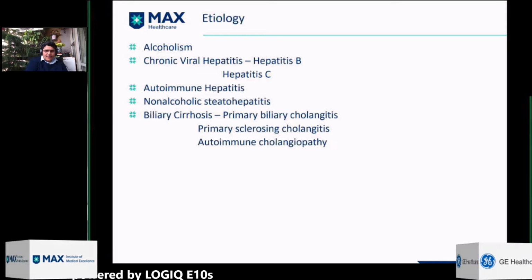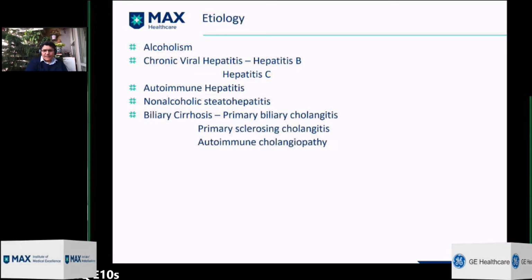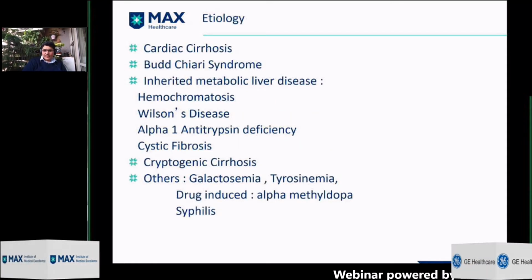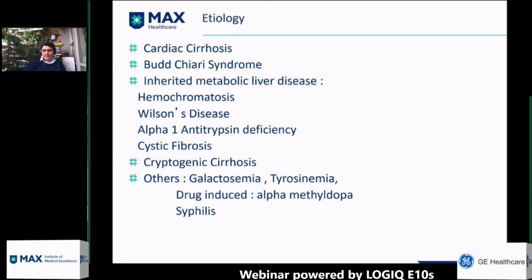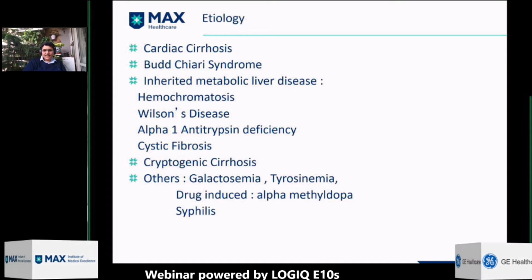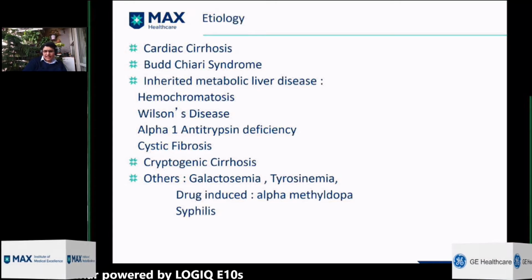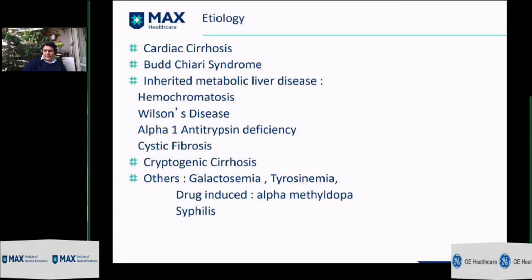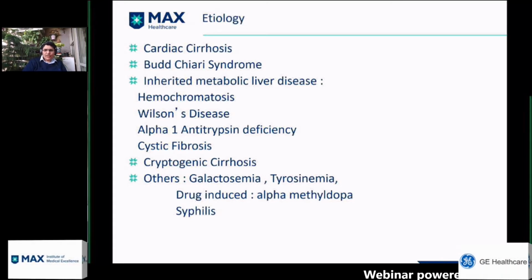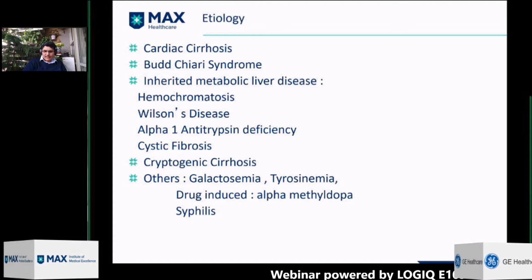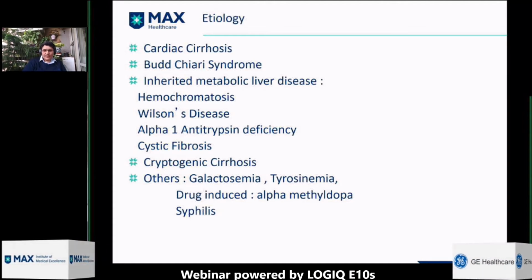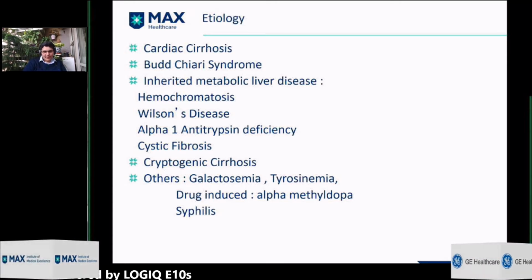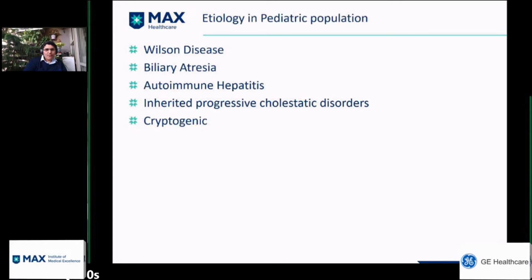Then etiologies like primary biliary cholangitis, primary sclerosing cholangitis, autoimmune cholangiopathy are important. Cardiac cirrhosis, Budd-Chiari, inherited metabolic syndromes, hemochromatosis, Wilson, alpha-1 antitrypsin, galactosemia, tyrosinemia, very uncommon but there. And then this entity called cryptogenic cirrhosis. We're increasingly understanding that a lot of what we used to call cryptogenic cirrhosis is in fact non-alcoholic fatty liver disease, but there are still some patients of cirrhosis in which we cannot describe a cause, and we call it cryptogenic cirrhosis.